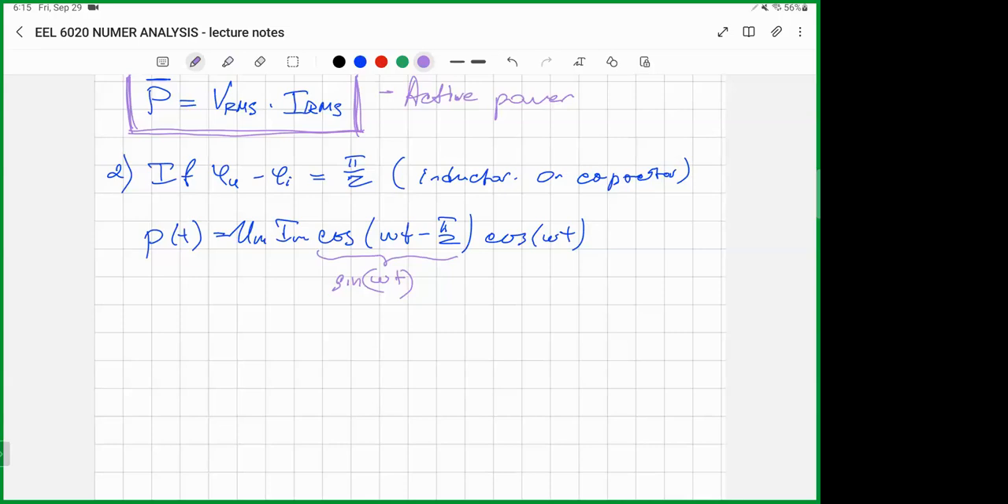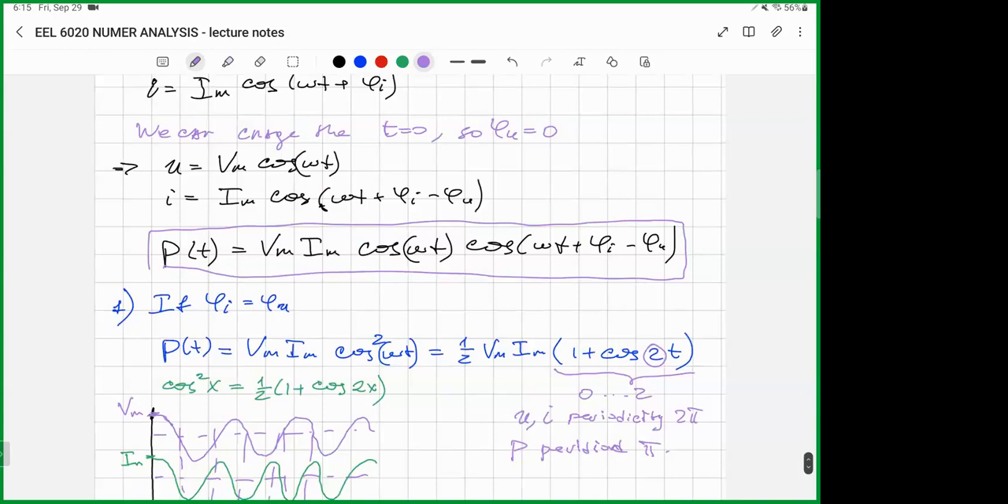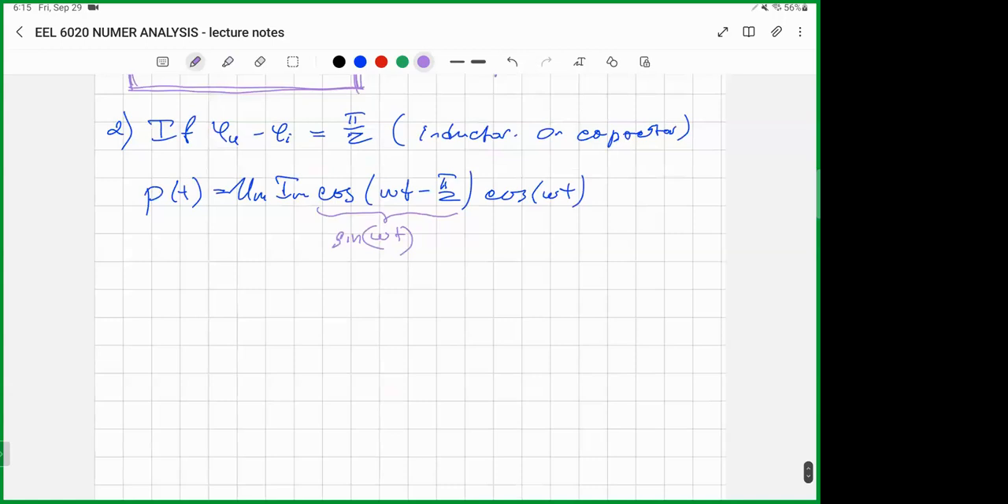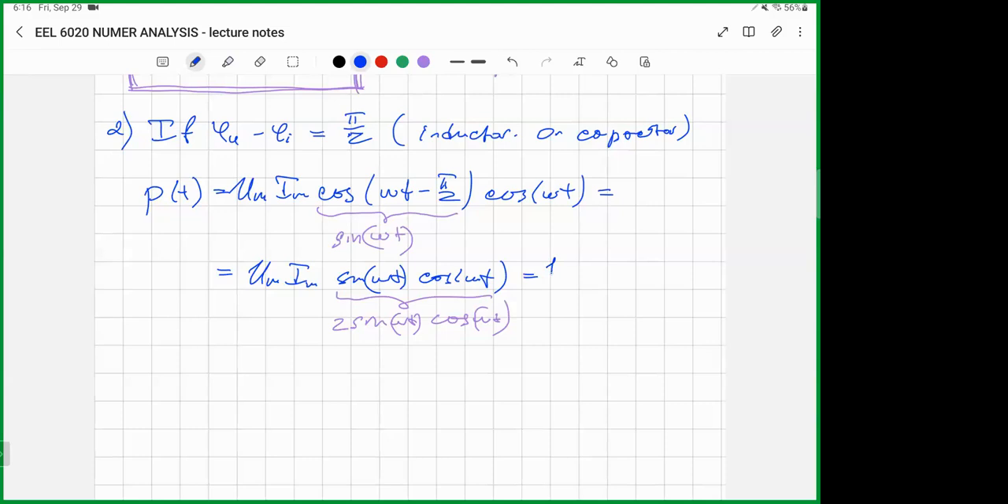Of course, we could write everything here in terms of sine functions, and the result will be exactly the same. For the sine function, it could be sine of some angle minus pi over 2, and that will give us a cosine function. So anyway, you would get a product of sine and cosine. It's going to be U max I max sine omega t cosine omega t. We can use the formula for the sine of a double angle, 2 sine omega t cosine omega t. Just multiply and divide by 2 both parts, and the result is equal to 1/2 UmIm sine 2 omega t.